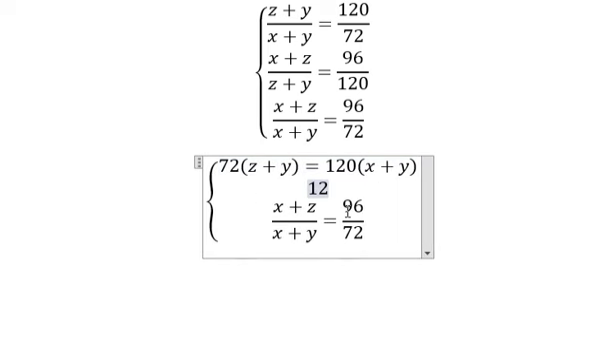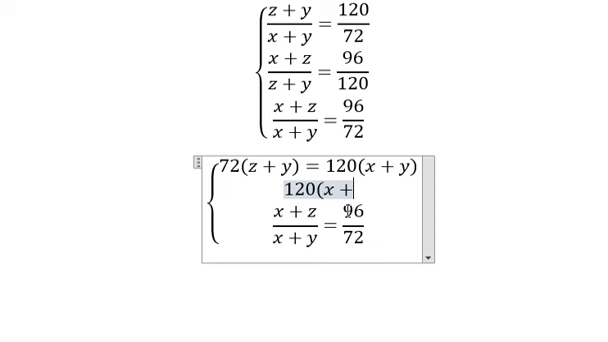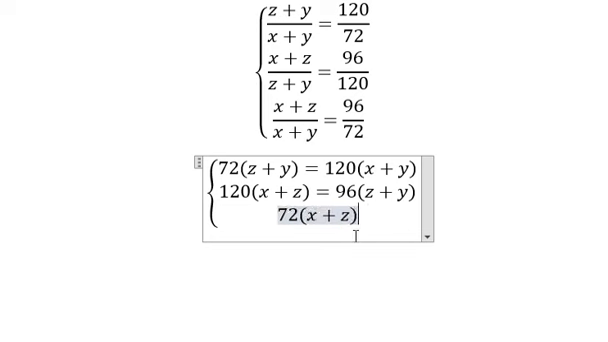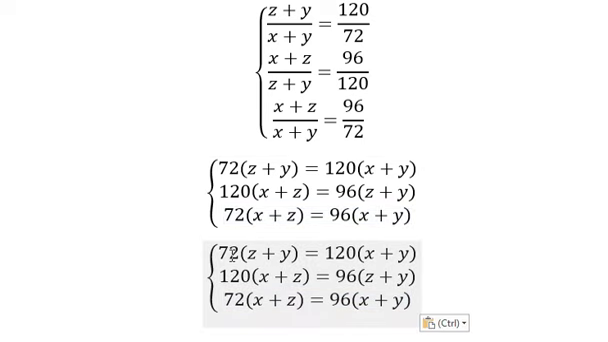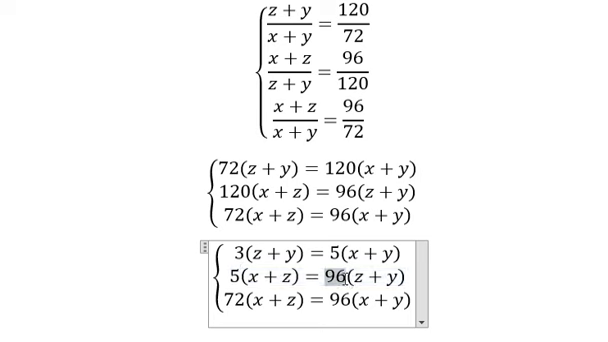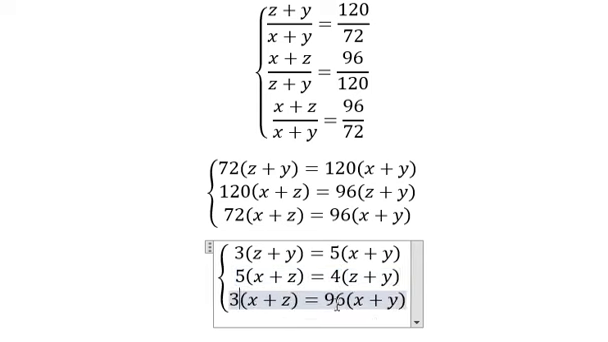Similar for this one, and this one. Now we need to simplify the numbers. This one is about number 3, this one is about number 5, this one is about number 5 and number 4, and this one is number 3 and number 4.